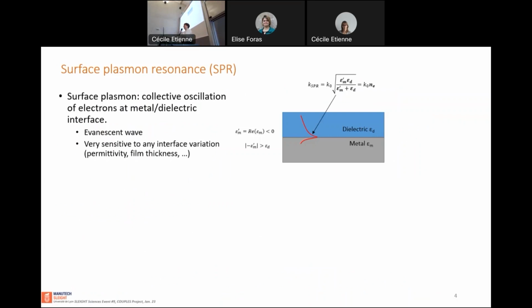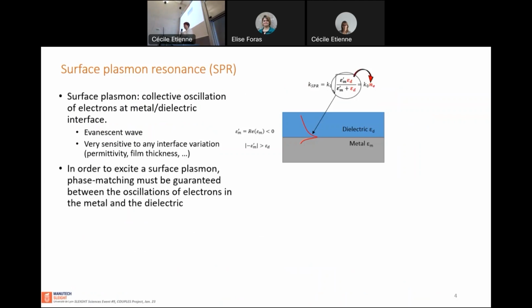There are some requirements on the metal permittivity. For example, the real part of the metal permittivity should be negative, and its absolute value should be greater than that of the dielectric. And the plasmon wave vector is composed of the incident light wave vector and an effective index. Every variation in the dielectric permittivity will induce a variation in the effective index seen by the surface plasmon.